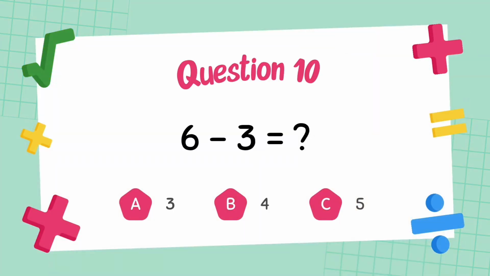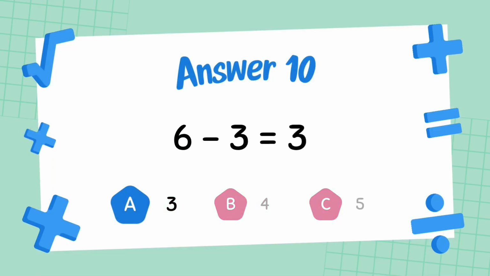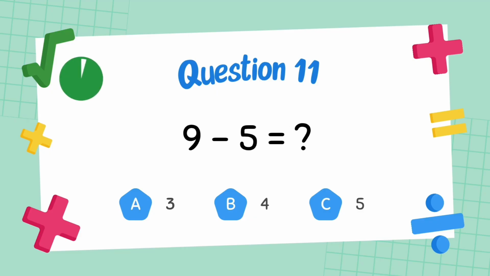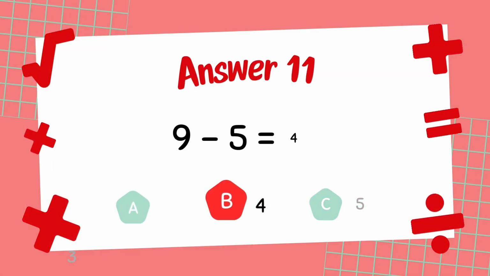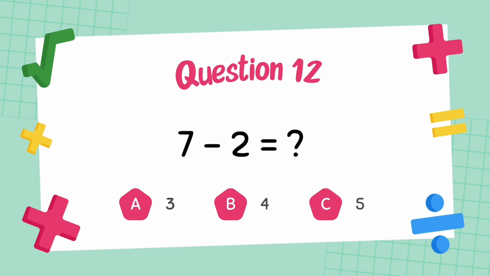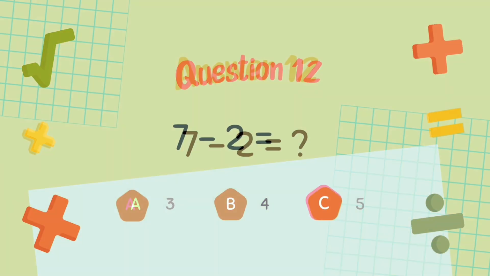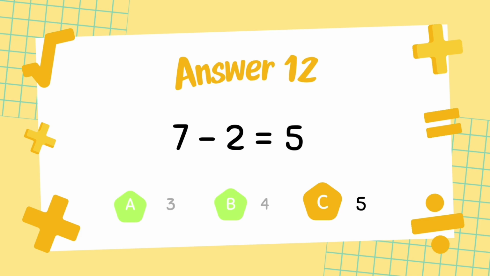What is 6 minus 3? The answer is 3. What is 9 minus 5? The answer is 4. What is 7 minus 2? The answer is 5.